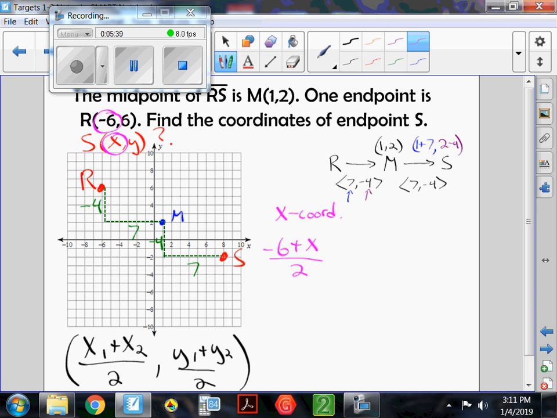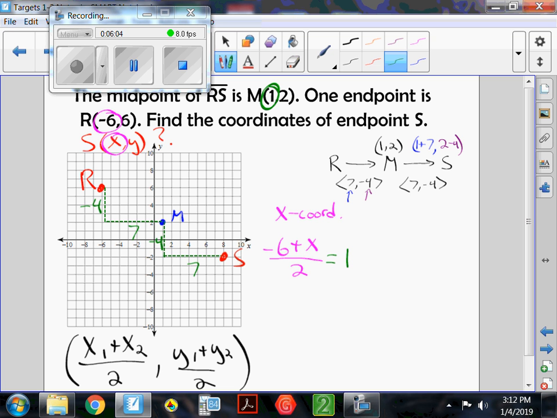Since I don't know s, I don't know the other endpoint, I have an x there, so -6 plus x instead of -6 plus the number. So instead of just plugging in a number and simplifying it, I have to set it equal to the midpoint. The midpoint value for x is 1. I just circled it in the top. And so that gives me an equation to solve.